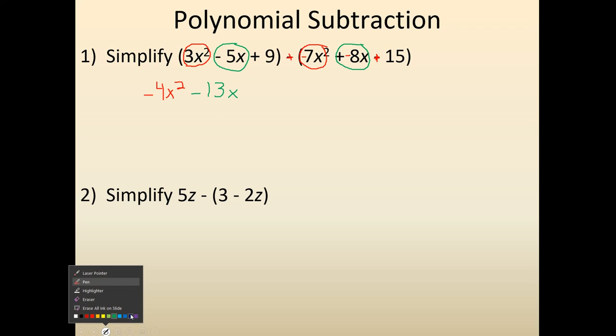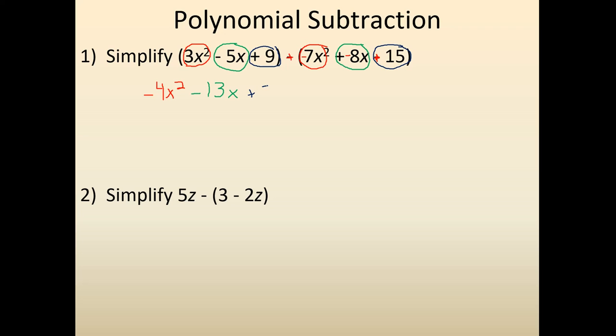And then the last term, plus 9 plus 15. So put that into the calculator and I get plus 24. All right, and there we go. There's my simplified expression. Going down to here, so once again, there's really nothing to do right here. Instead, I'm going to flip the sign here. This becomes positive. This becomes a negative 3. And this becomes a plus 2z.